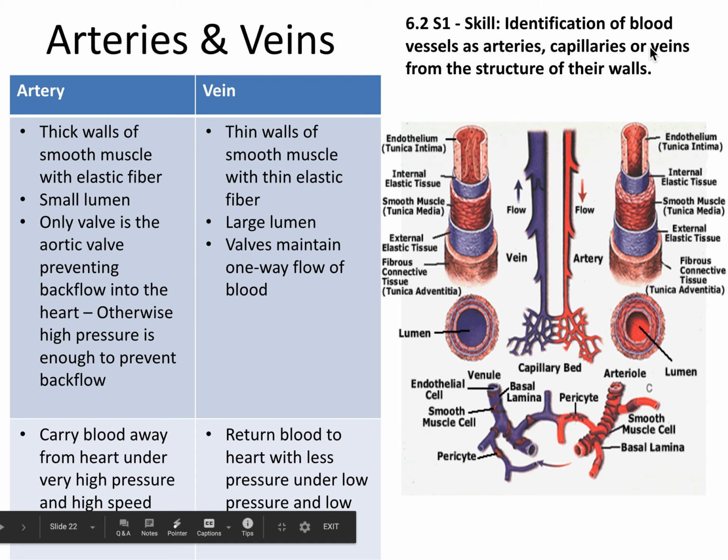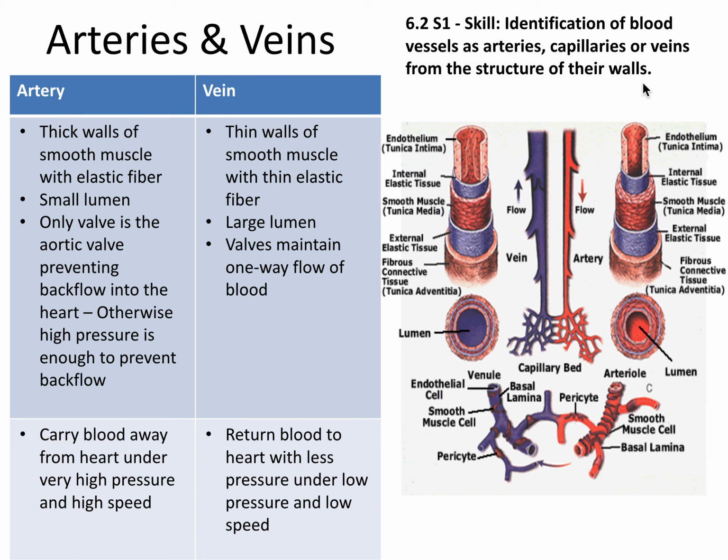So you need to be able to identify blood vessels as arteries, capillaries, or veins from the structure of their walls. What you're going to see here is thick walls for arteries. The biggest thing you're going to notice is the size of the lumen. Notice a vein has a large lumen and an artery has a small lumen. The other big difference is the thickness of the smooth muscle around the outer portion of the artery, which is bigger. The small lumen and the thicker smooth muscle tissue are what allow the arteries to have such high pressure, whereas a vein doesn't need to be at such high pressure, so the smooth muscle is a bit thinner and the lumen can be larger so that blood can flow easily. Think of something with a small space, it creates a large amount of pressure. So that's why the artery has a small lumen.